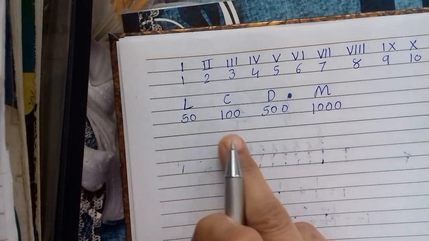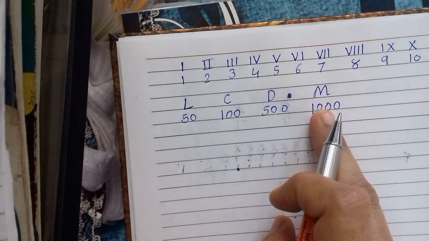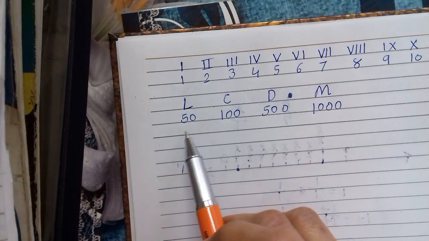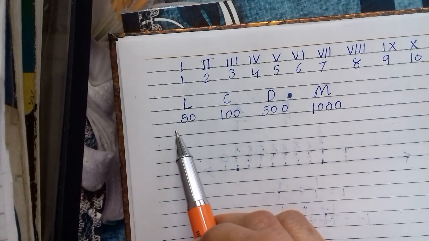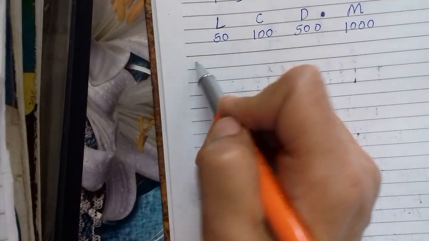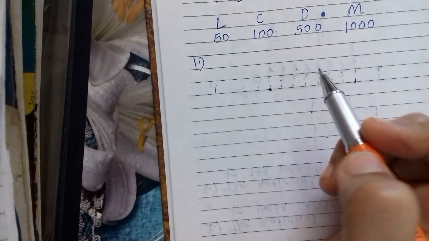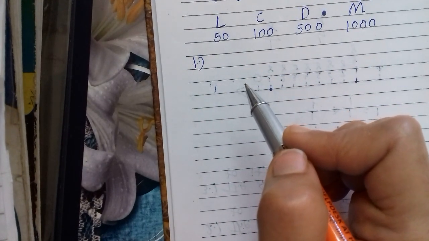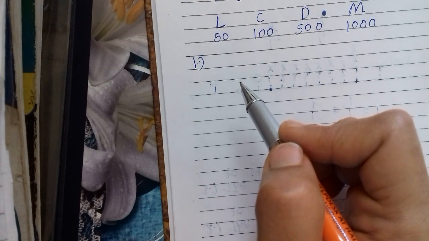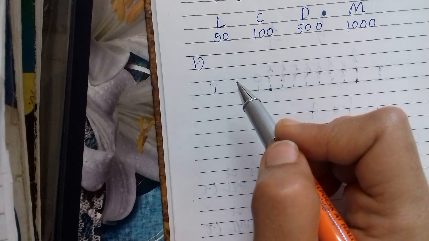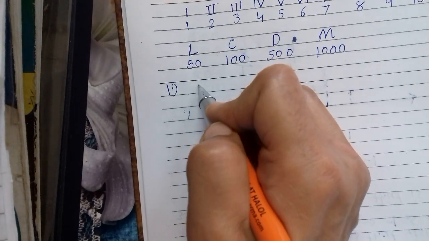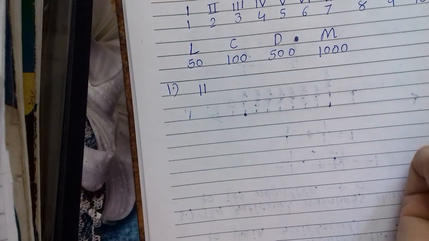These are some more numerals. Here are some rules. The rules for the system are here. See, the first rule is, what is the first rule? If a symbol is repeated, its value is added as many times as it occurs. For example, I have written here this.